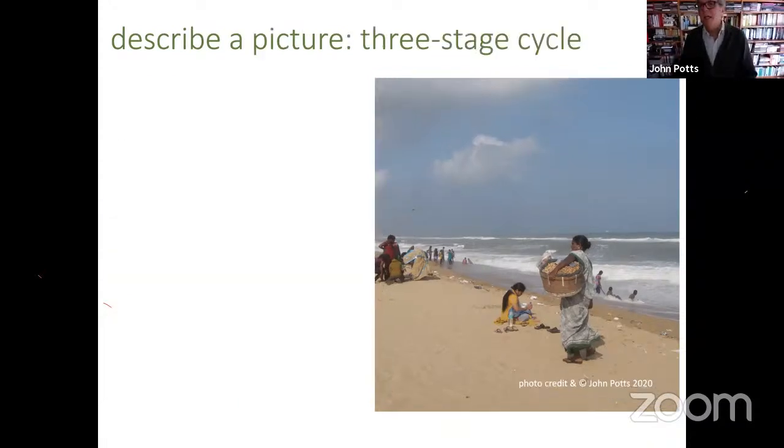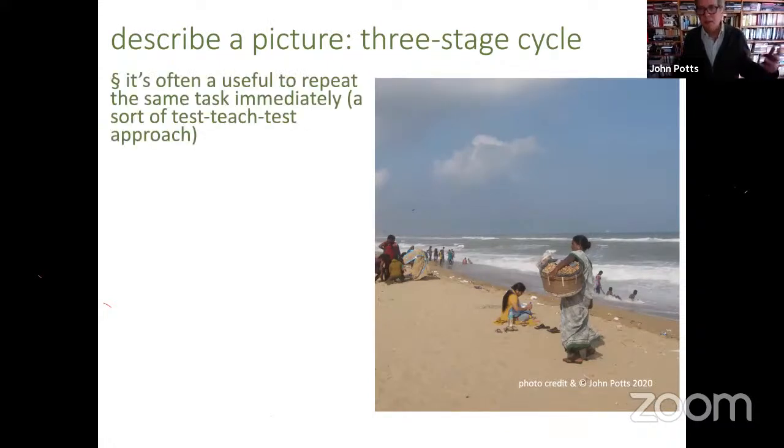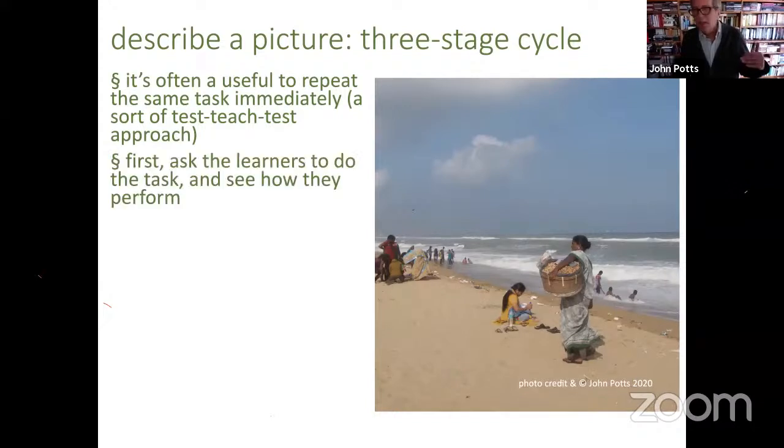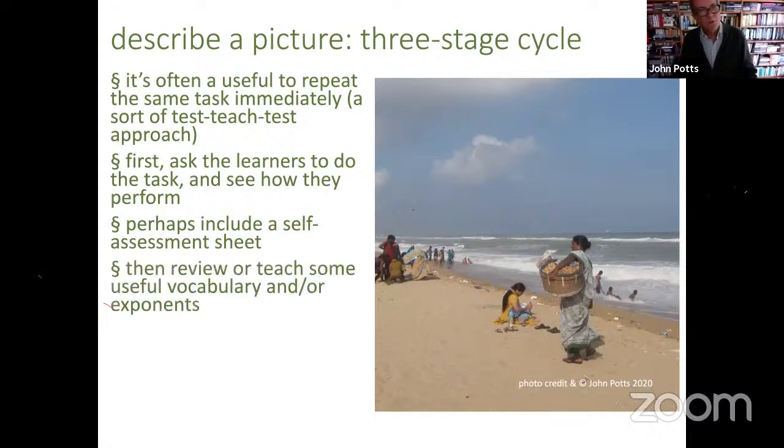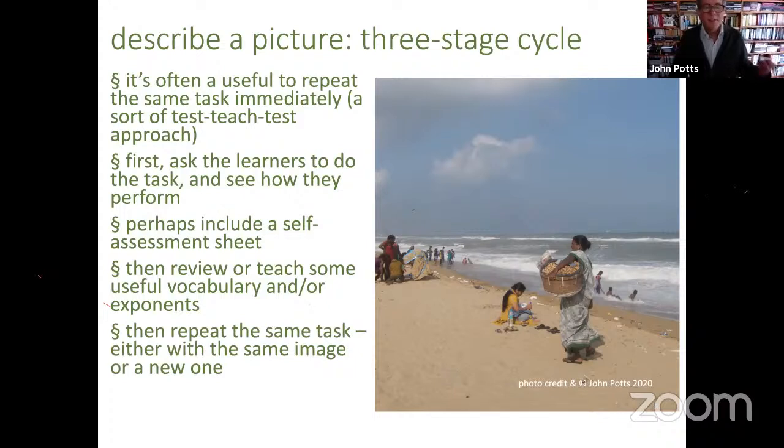And I think it's useful to have a 3-stage cycle for this. So we start off, we do the task, they describe it first. That's the first cycle. See how they do. How well do they do it? Then have some self-assessment or feedback and check a bit of language. And then ask them to do the same task again. Now you can use the same picture even.